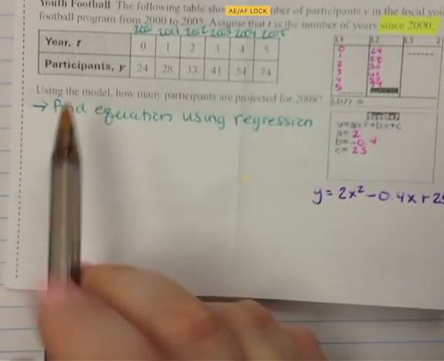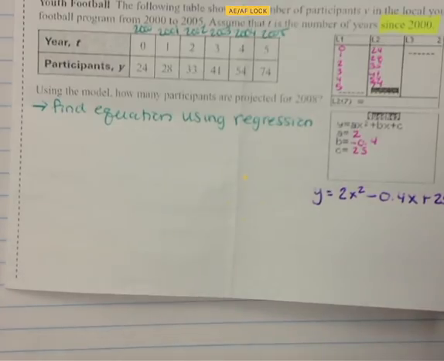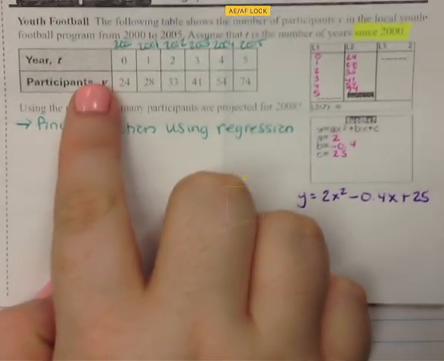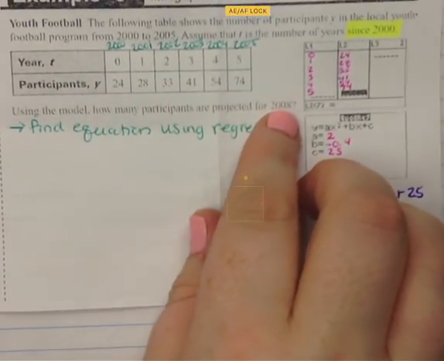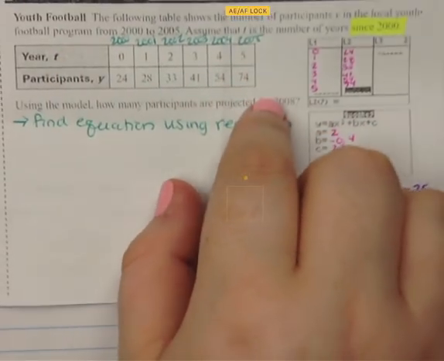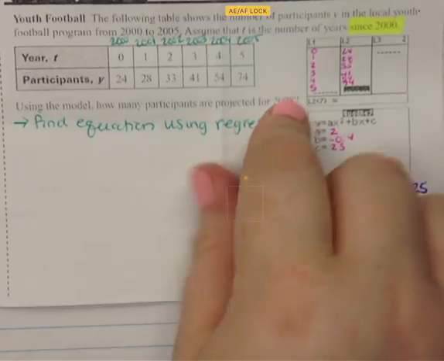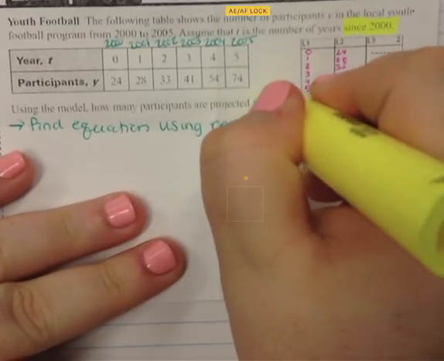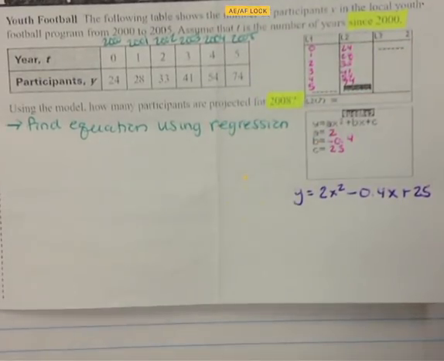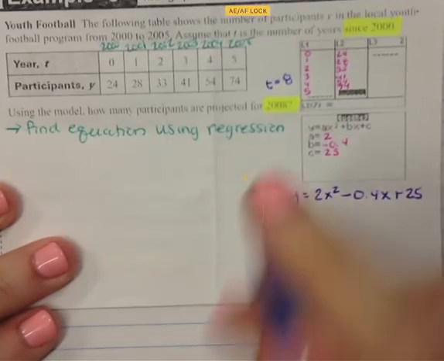So the question says, using the model, how many participants are projected for 2008? Participants are your y value, so we need to find a y value for 2008. That means that we have our time. We don't actually plug in 2008. This is really 8 years after 2000. So instead of putting 2008, we actually just talk about 8. T, the time after 2000, would be equal to 8. Therefore, our X value will be 8.